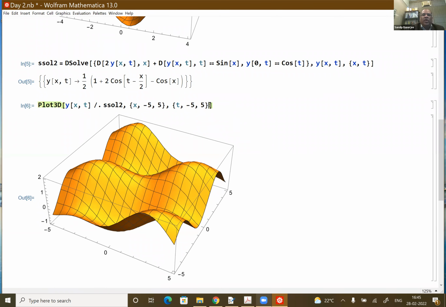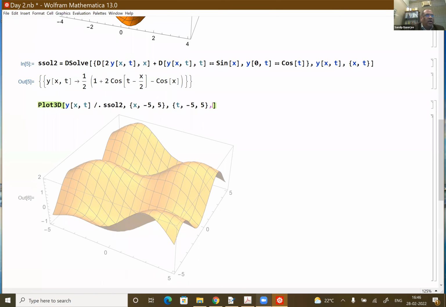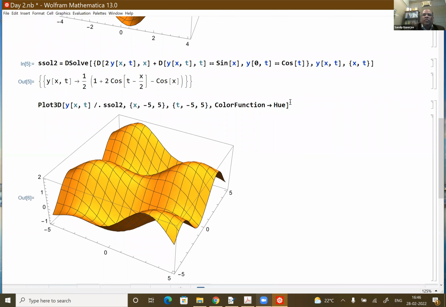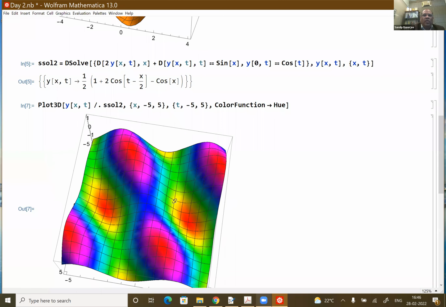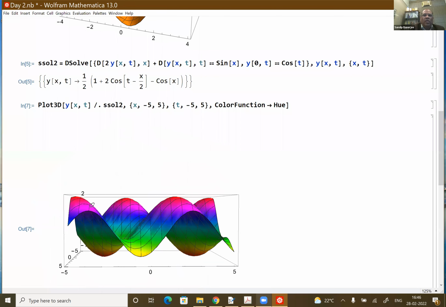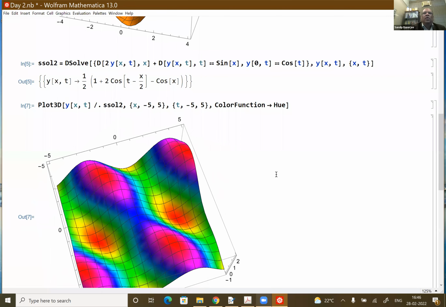If I want to change it to different colors, I just write ColorFunction, say Hue. And it will give something colorful. Okay, questions? Yeah.